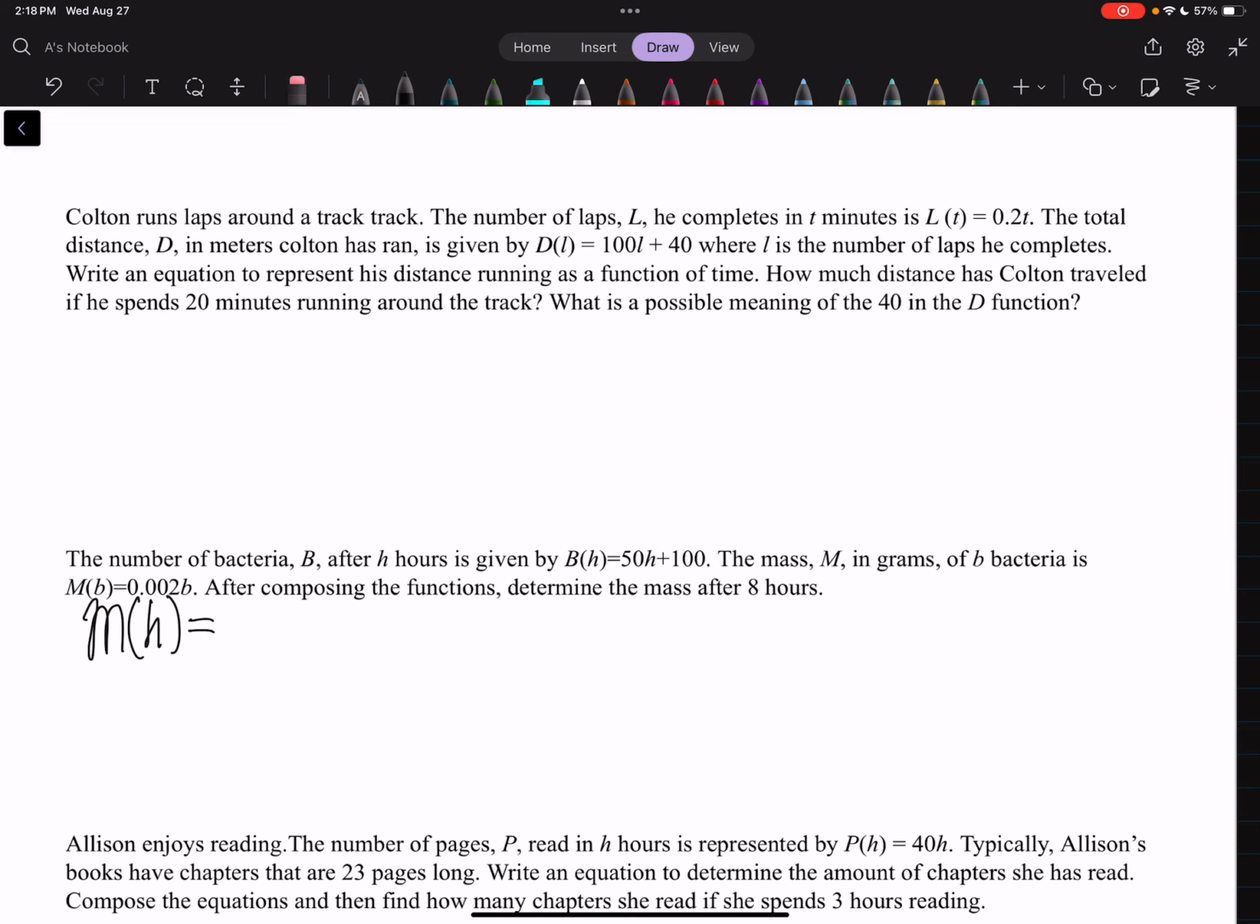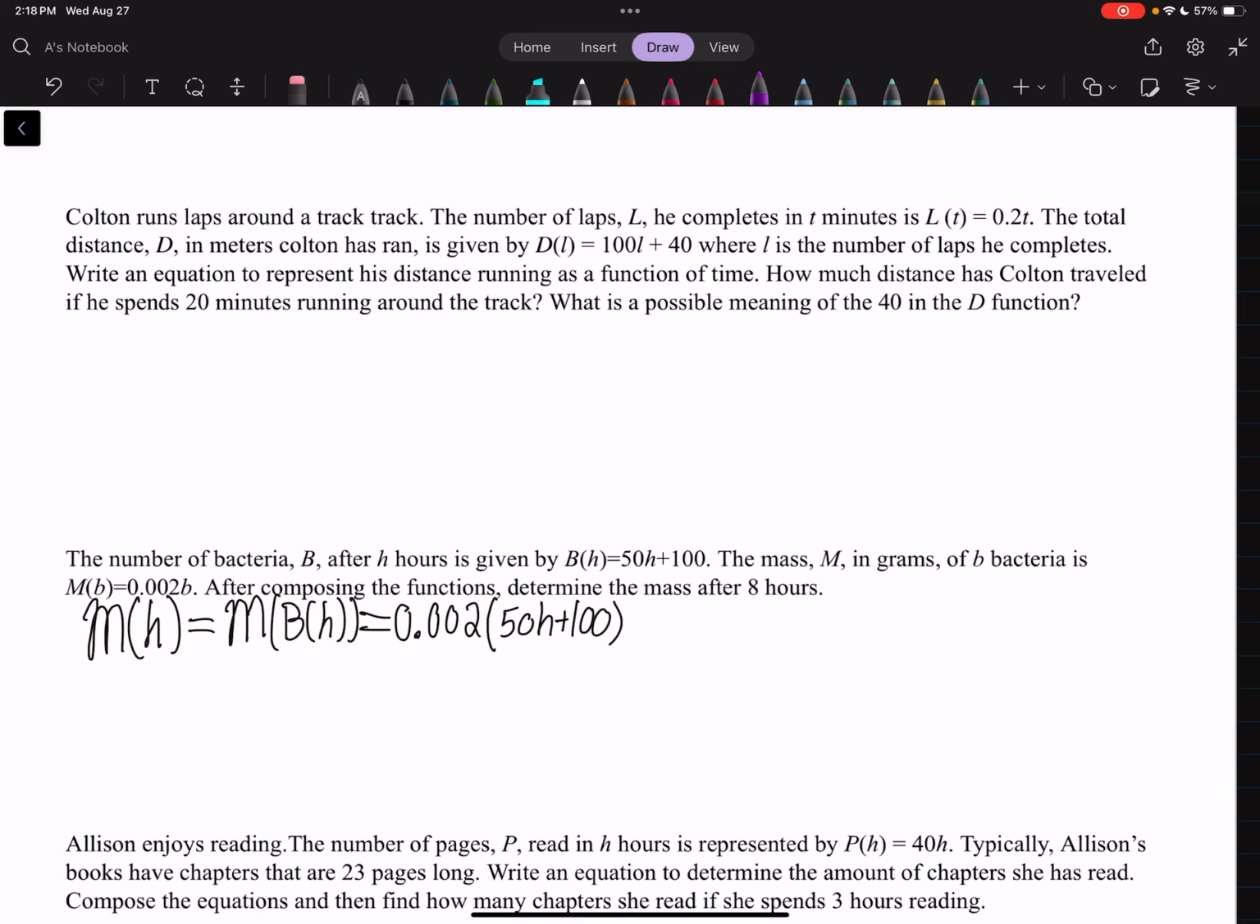So M of H, and I'm going to rewrite this as M of B of H, because they are the same thing, equals. All right, start with the outside function, 0.002. Instead of B, I'm going to be putting in my uppercase B, the bacteria function, 50H plus 100.